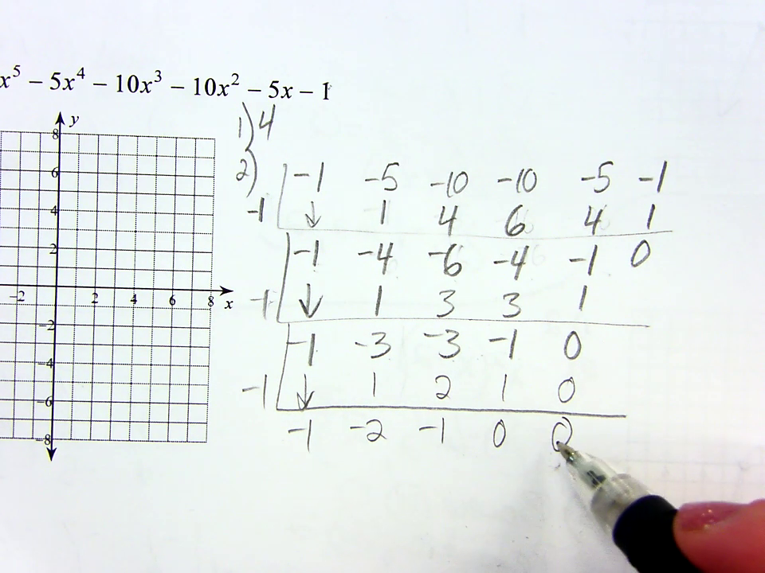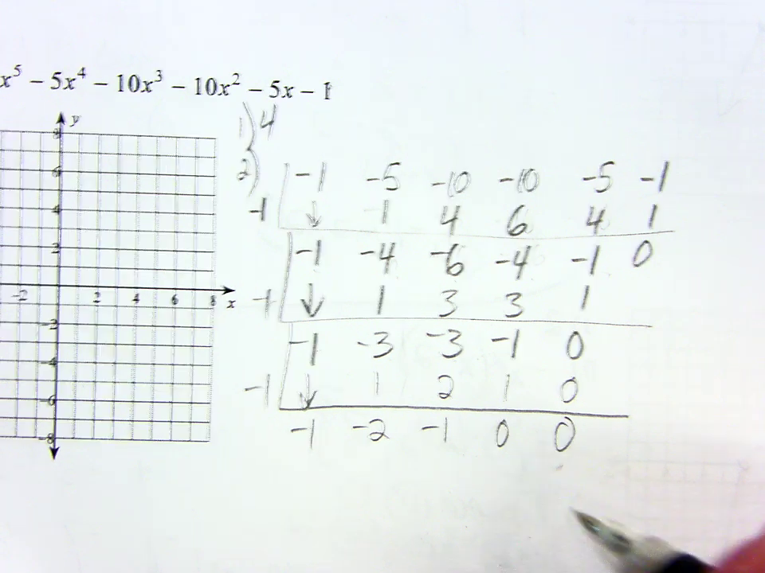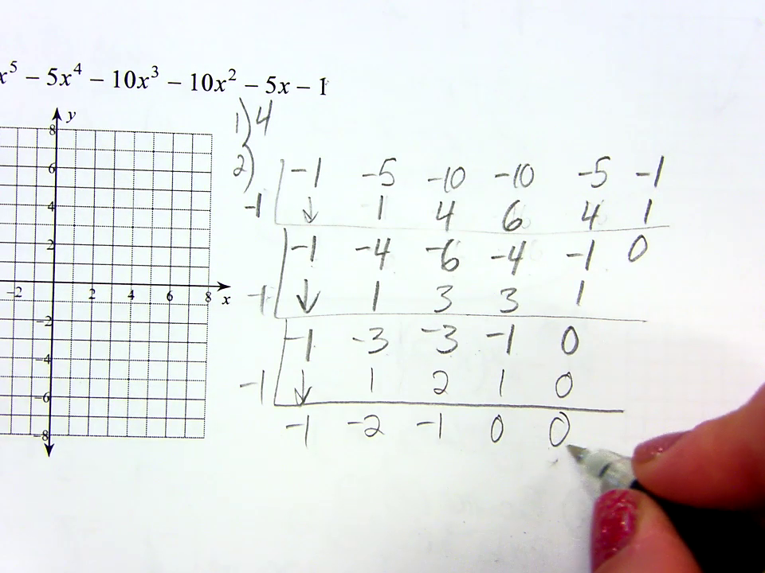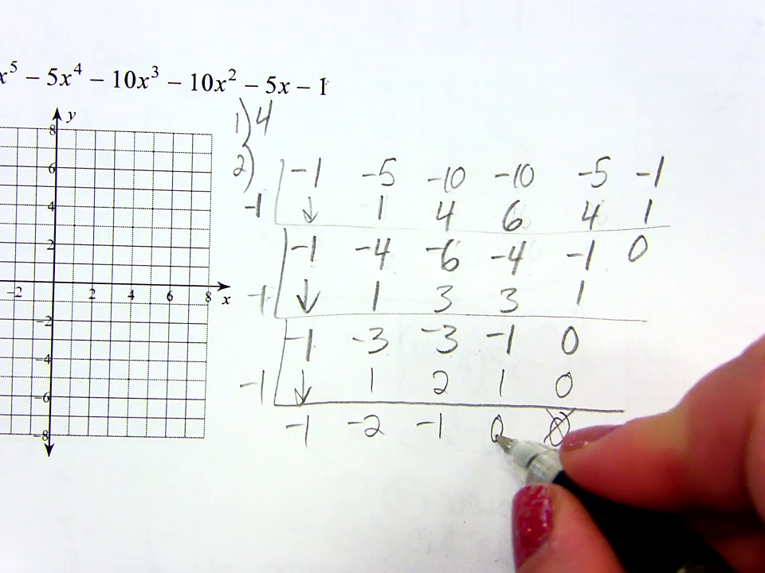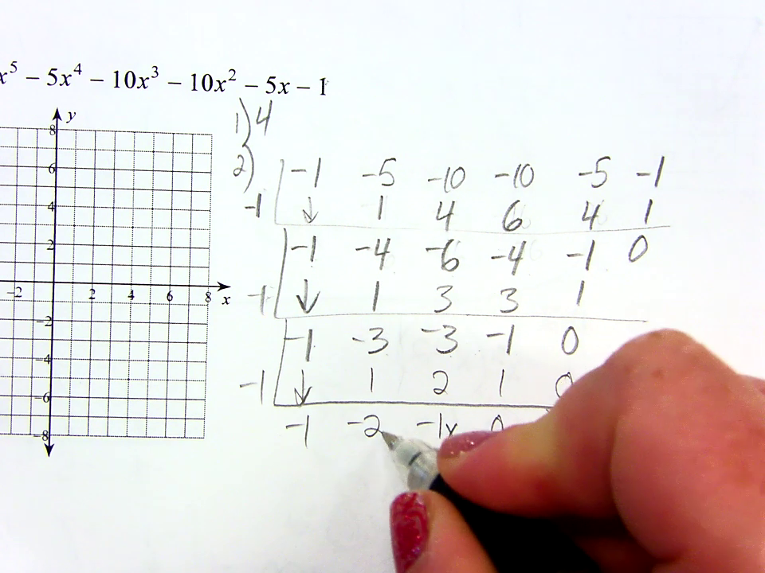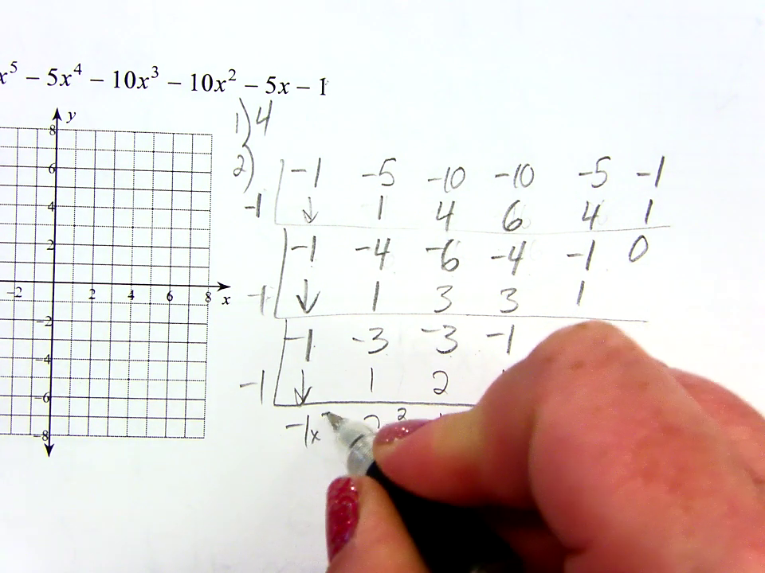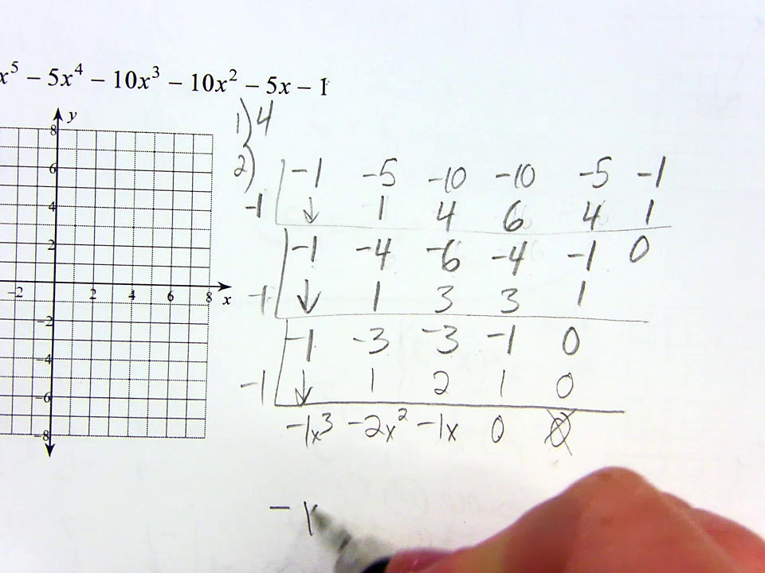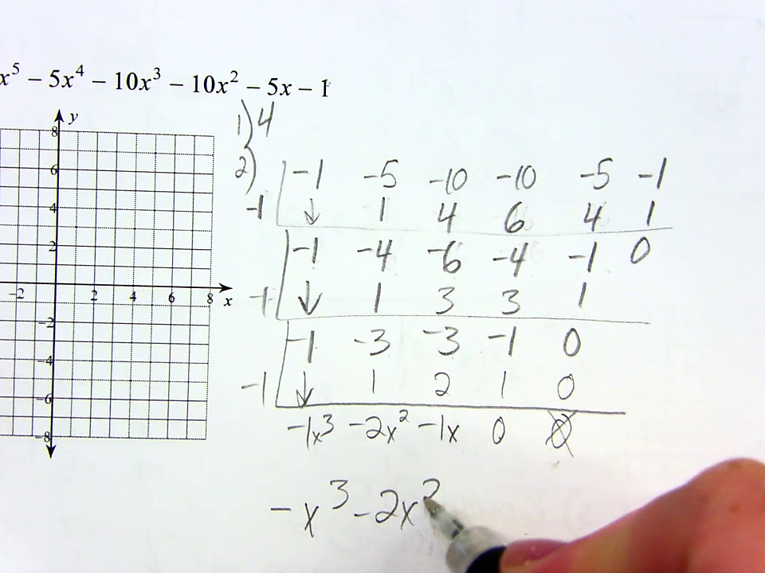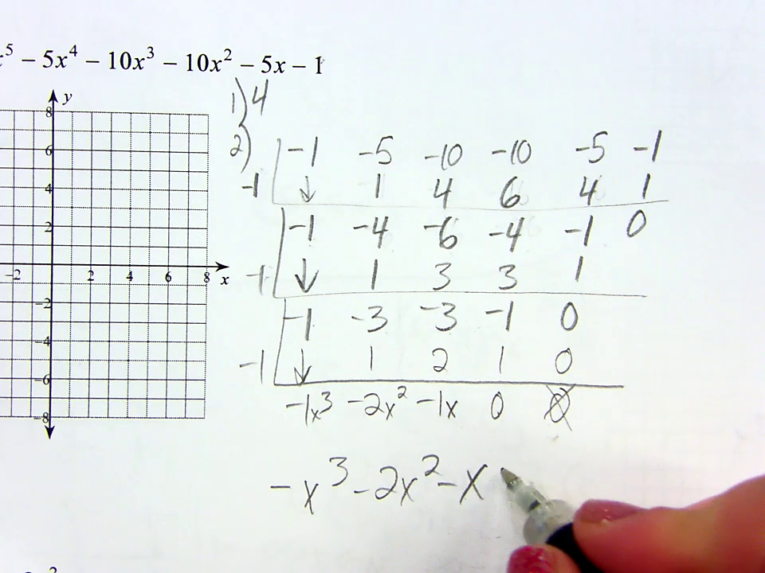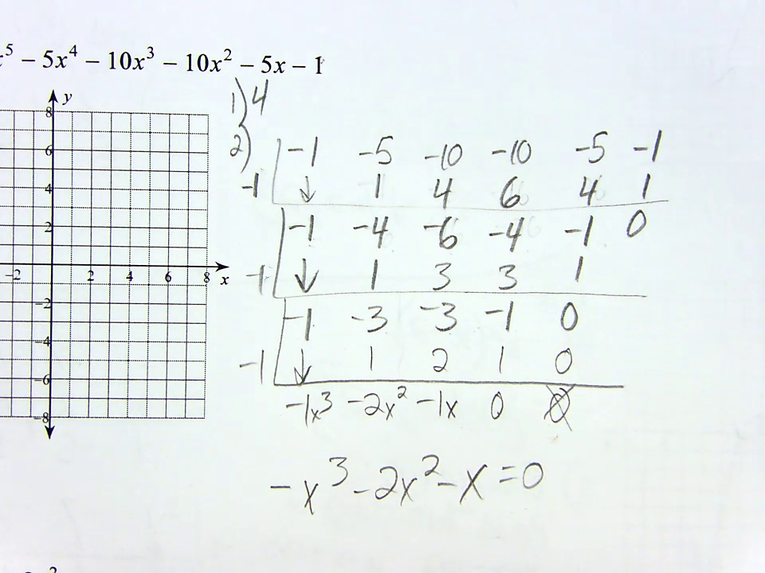Wait. But... Okay, so check this out, though. That's my remainder, so that's gone. That's the constant. That's x to the 1st, x squared, x to the 3rd. So now I have this. Negative x cubed minus 2x squared minus x. So what can I... That'd be x squared. But that doesn't make... That one's x squared. The one that we just did. It should be x squared.